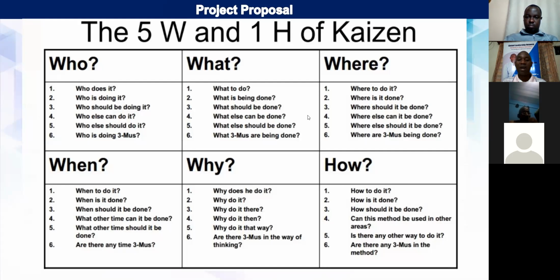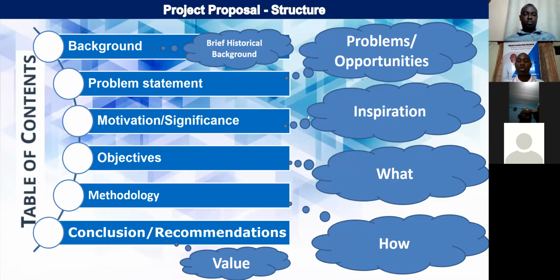You also need to make sure you address the 5 W's and the 1 H of Kaizen. Who will be the beneficiary, who does what, who should be included in the project? What do you want to do and achieve? Where do you want to do it? Maybe you can zero in on a particular location and then grow it. When, also the aspect of time frame. And why is this project important, why do you have to pursue it? And then how, and this is the methodology.